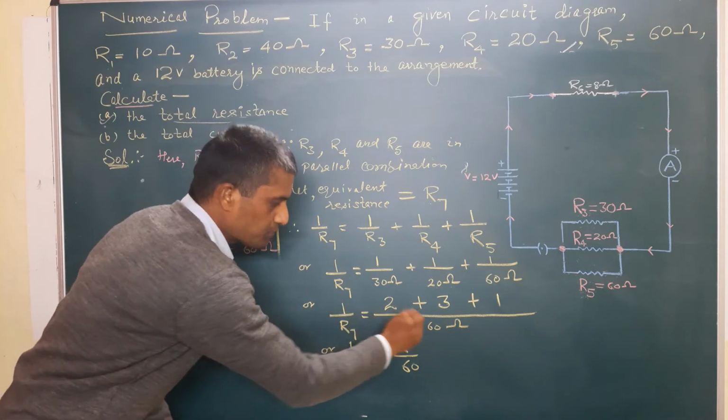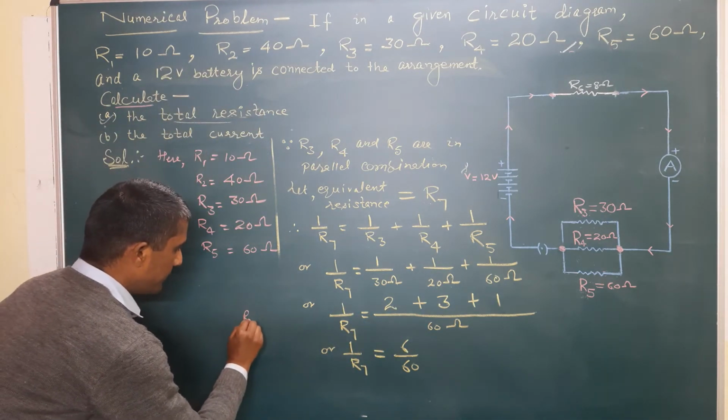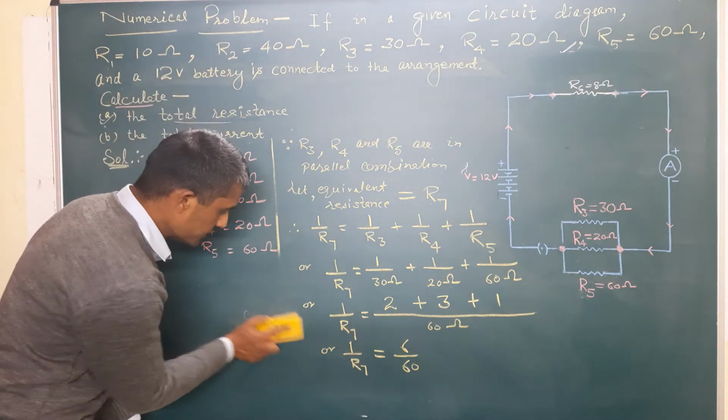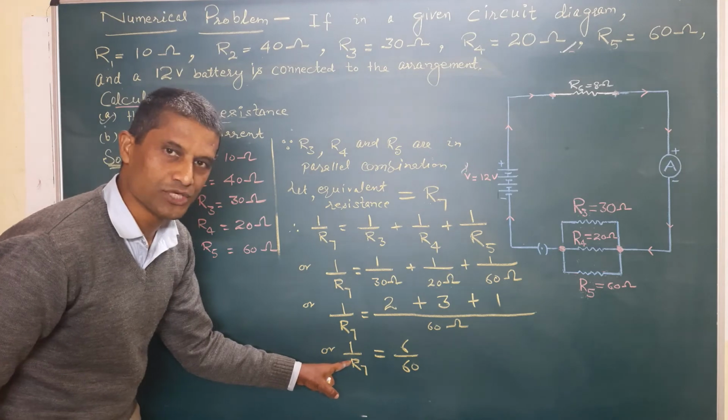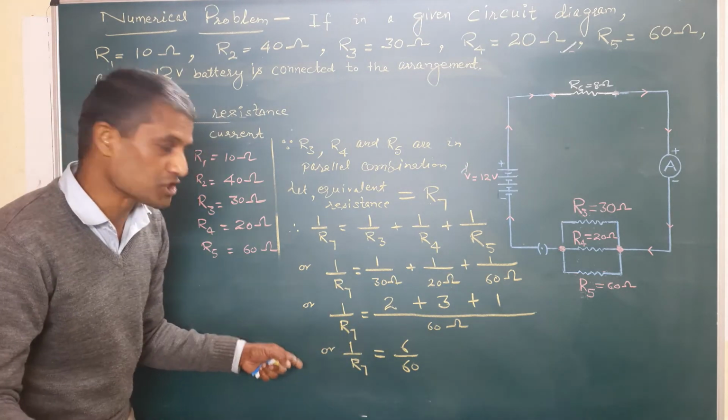You are going to do the same on both sides, and don't make the mistake of writing R7 is equal to 6 upon 60. Most of the students do that. Be careful. Whatever you do here, you have to do over there as well. So the operation is applied on both sides.